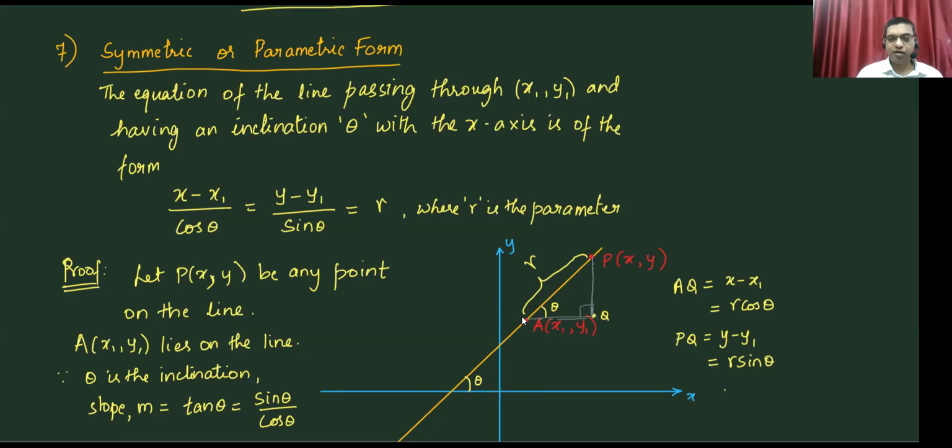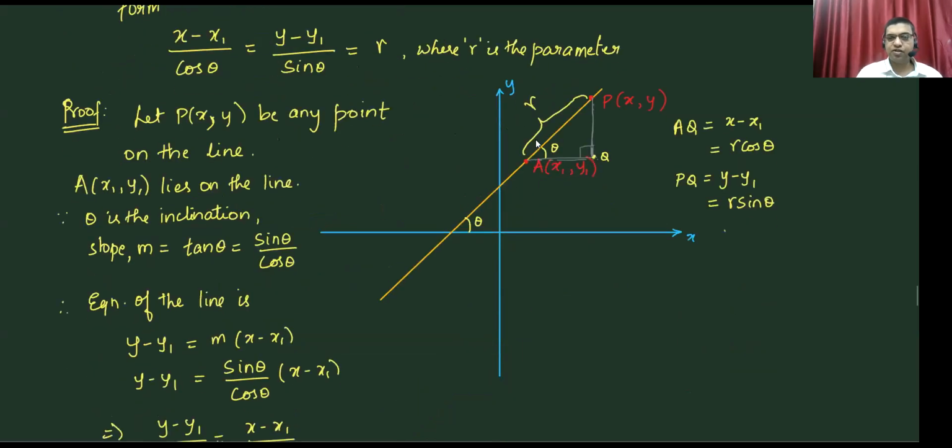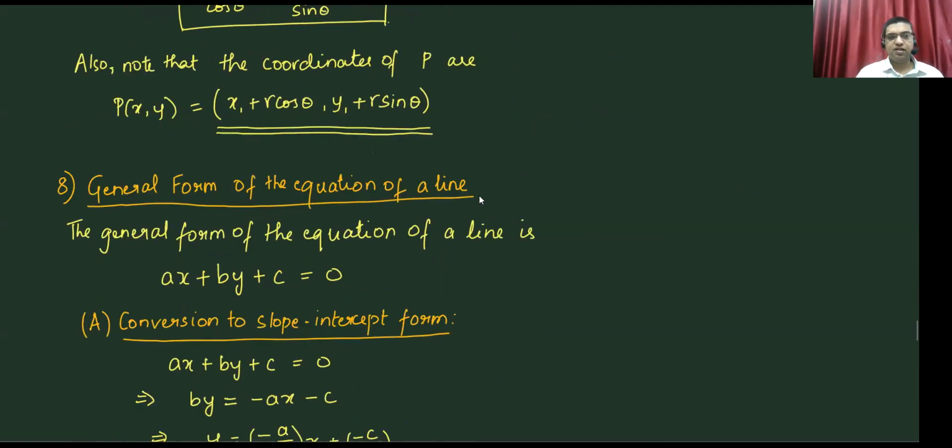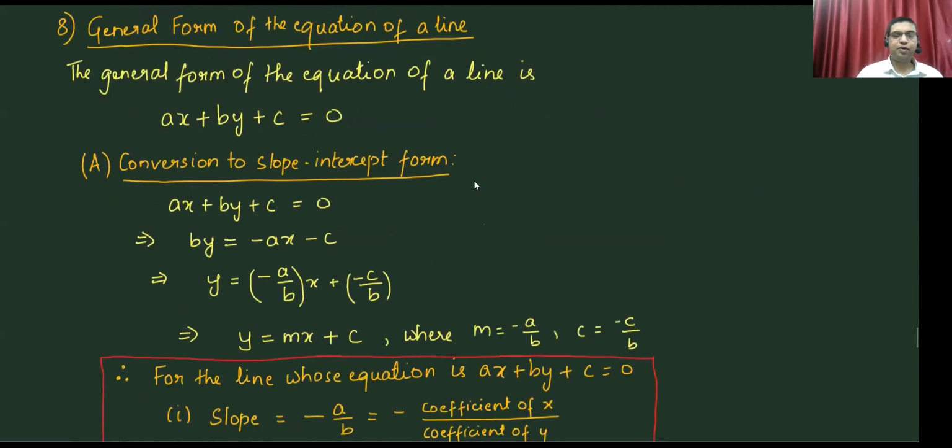Now, an important thing to communicate here is that if r is positive, the point P will be above A. If r is negative, the point P will be below A. So we discussed up to there last time, up to the parametric form.